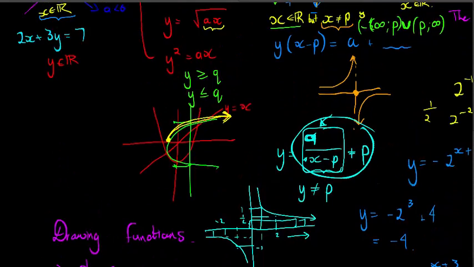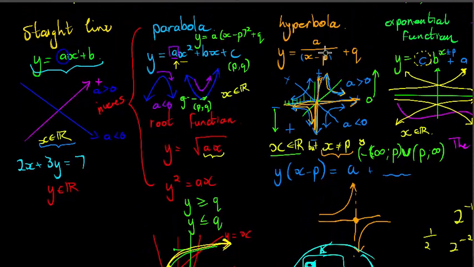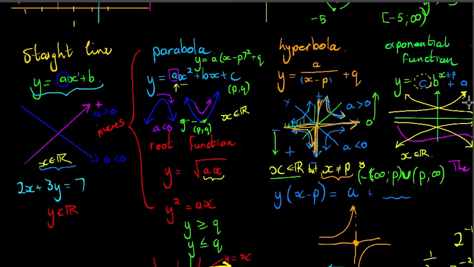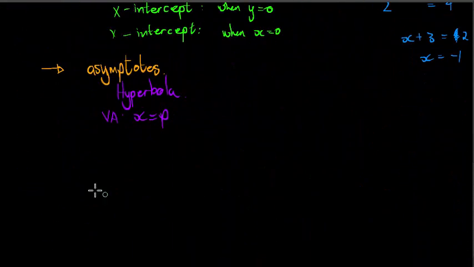So in this expression, in the same way that x can never equal p, y can never equal q, because the fraction can never disappear. Make sense? Okay, so that would be my vertical asymptote. That's the y value I never reach. So my horizontal asymptote is y is not equal to q. Okay, that's for the hyperbola. Then we have the exponential function.